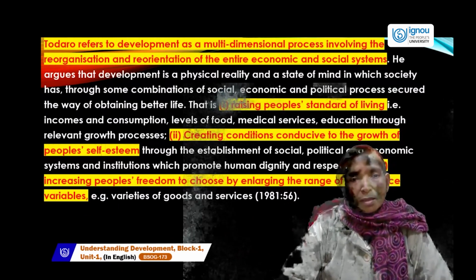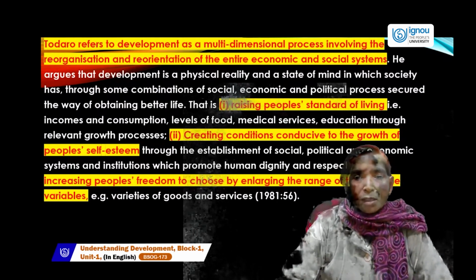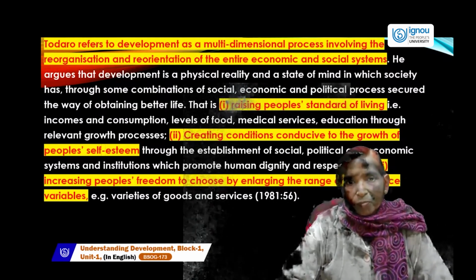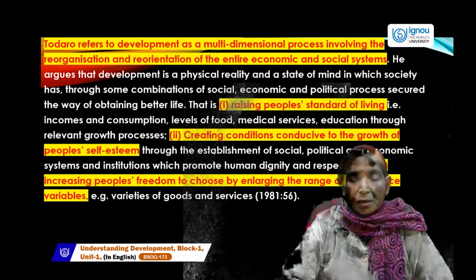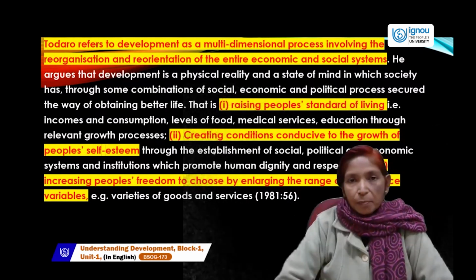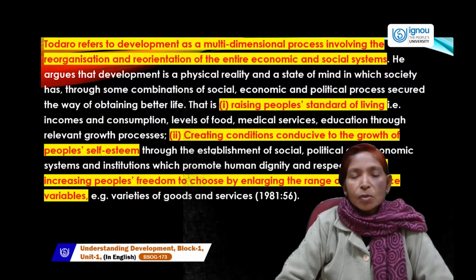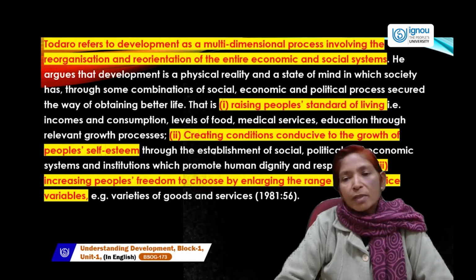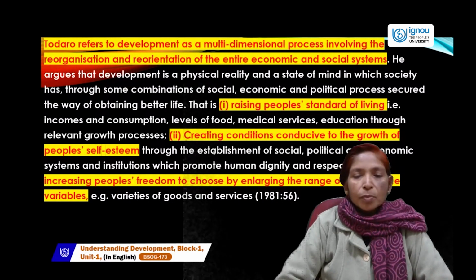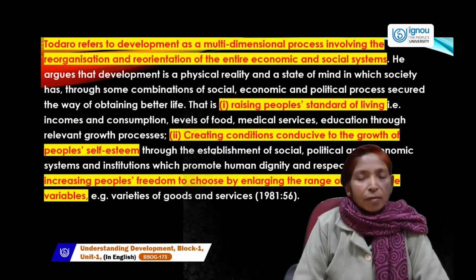And what things does he include in his definition of development? One is raising people's standard of living. If we are talking about development, it means the standard of living of the country's people must rise. For example, we can say that people's standard of living is rising if their income level is increasing, their consumption pattern is also increasing, levels of food, medical services, education through relevant growth processes, then we can say that the economy is developing and we are achieving this concept of development.